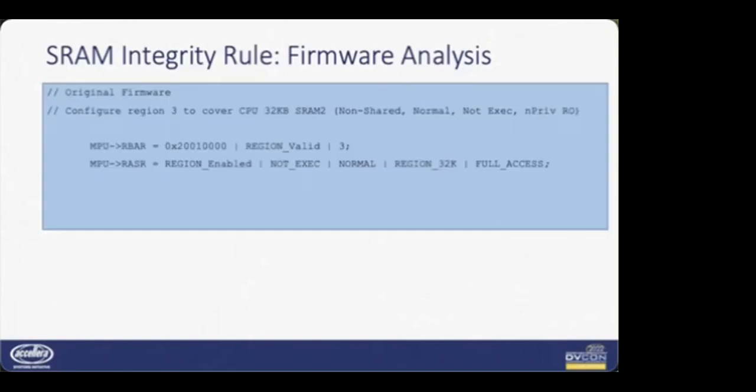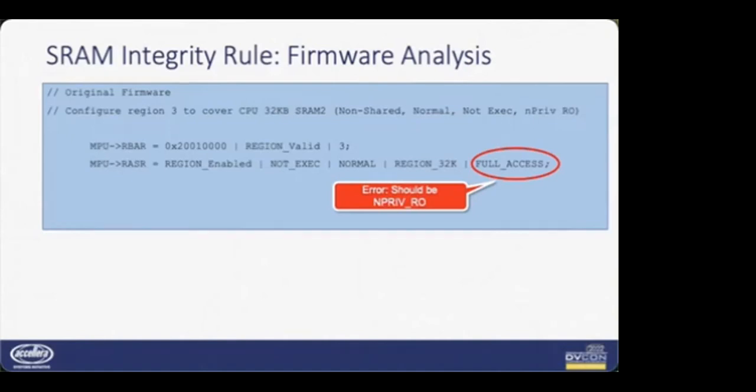If you look at the firmware and the code wherein the regions are enabled based on certain conditions, we find that there was a bug in the firmware. And this SRAM2 secure region was given full access. What that meant is that any privileged code that was running in the ARM core would be allowed to access this secure region of the SRAM2.